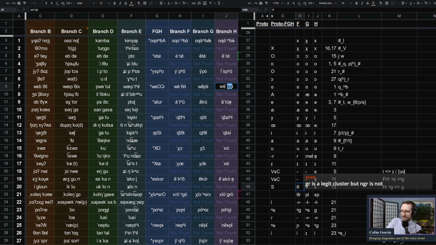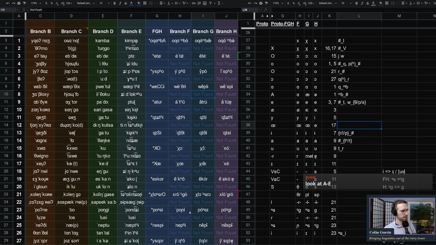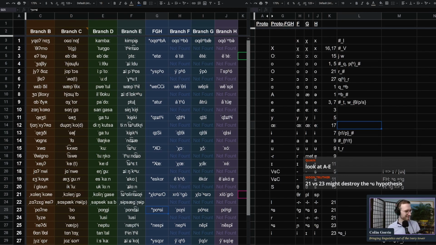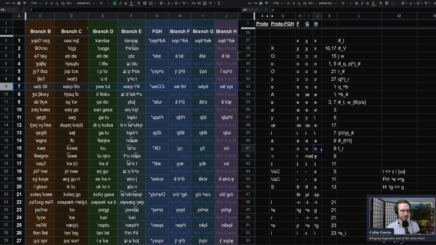Okay, I've got some chat here. Why is 23 nasalized but not 21? Oh yeah, Quain answered that. Okay, good. 21 versus 23 might just... I don't think that we are doomed by the 21 versus 23 for the uvular hypothesis. Could be wrong. I'm going to try and figure out the consonantism of 7, though.